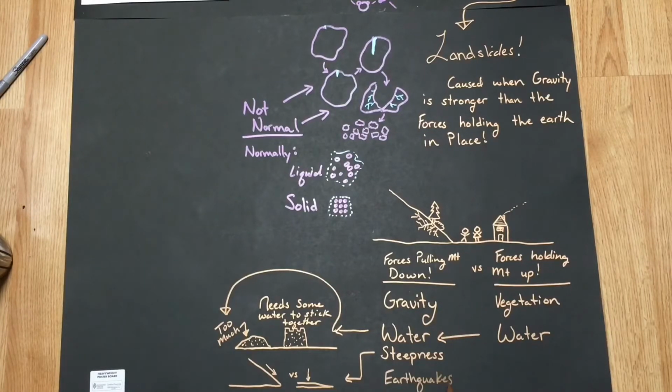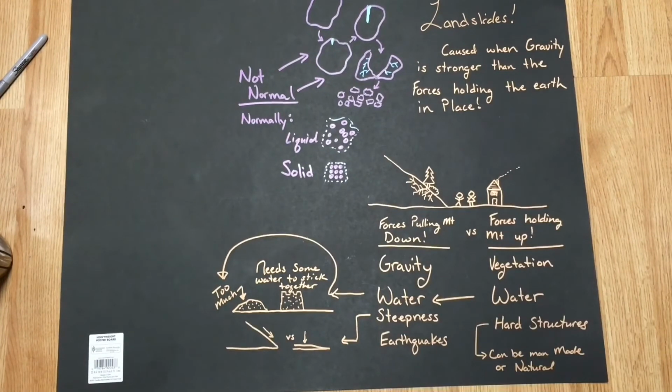Now, the next thing we need to put on here is earthquakes. Earthquakes end up shaking everything, which can cause things to wiggle out of place and move downhill. The last thing helping us to keep the mountain where it is actually going to be the hard structures. These can be man-made, like barriers that we build to hold the wall, or they can be natural, like giant forms of lava rock.